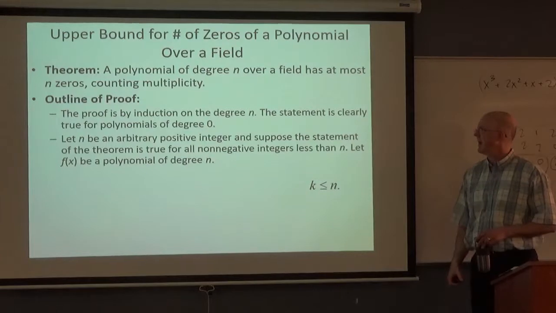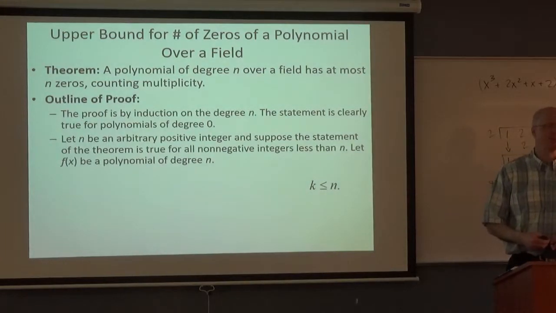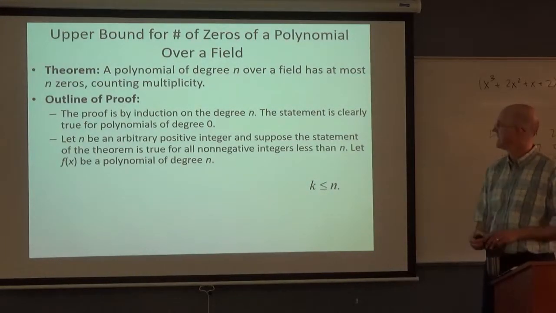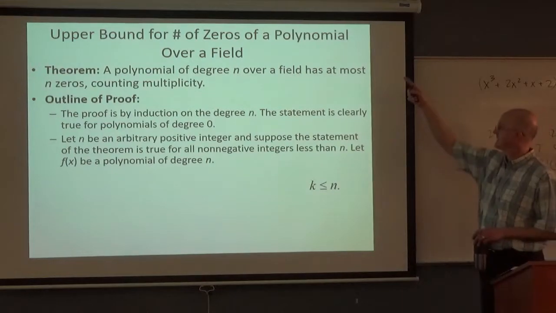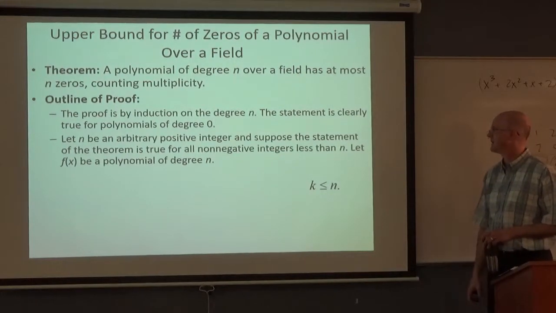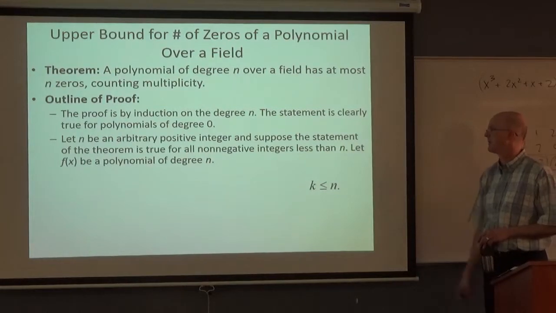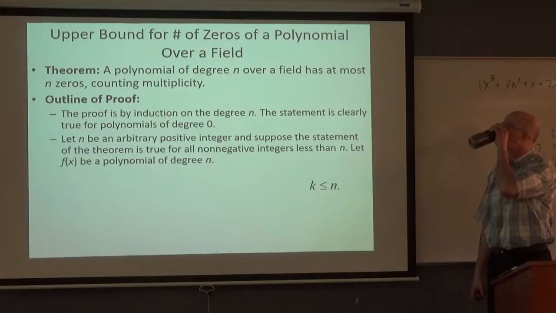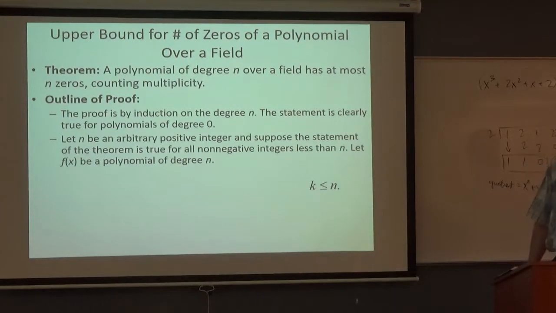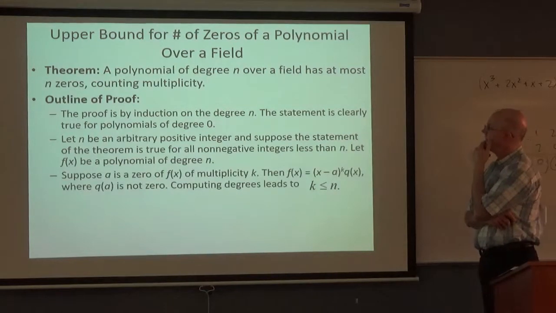But with n being an arbitrary positive integer, we're going to use the second principle of mathematical induction. We're going to assume inductively that the statement of the theorem is true for all non-negative integers less than n. We want to show it's true for a polynomial that has degree n. What do we do?